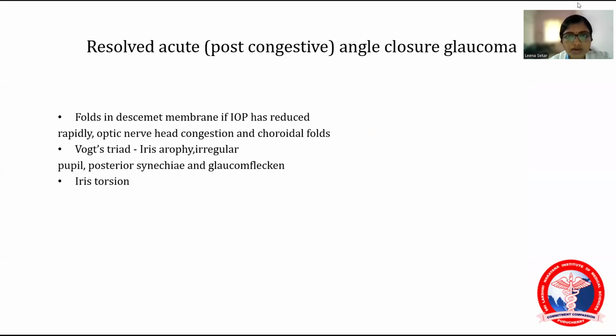What does resolved or post-congestive angle closure glaucoma look like? There will be folds in the Descemet membrane if the IOP has reduced rapidly, and optic nerve head congestion will be there, and choroidal folds will be there. Vogt's triad includes iris atrophy, irregular pupil, posterior synechiae, and glaucomflecken. Iris torsion is there.